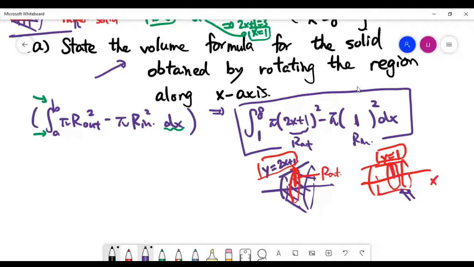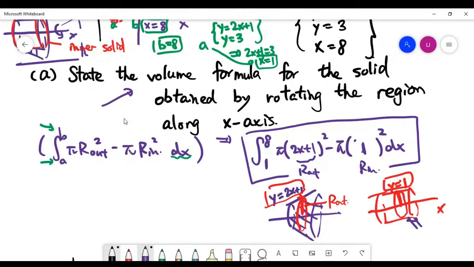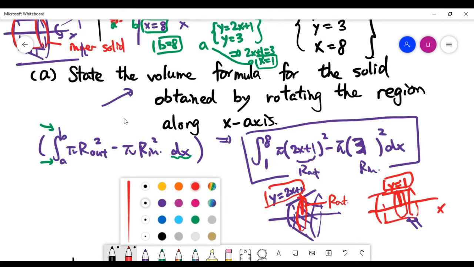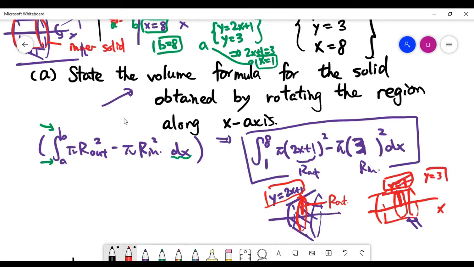Let's come to the next problem, and we'll try to find the volume formula of another solid based on the same picture, but we use another axis. Excuse me, I would like to make a correction here. This one should be 3, because based on my picture above, this line is actually y equals 3. Excuse me for my mistake, and we'll go to the next part, part B.